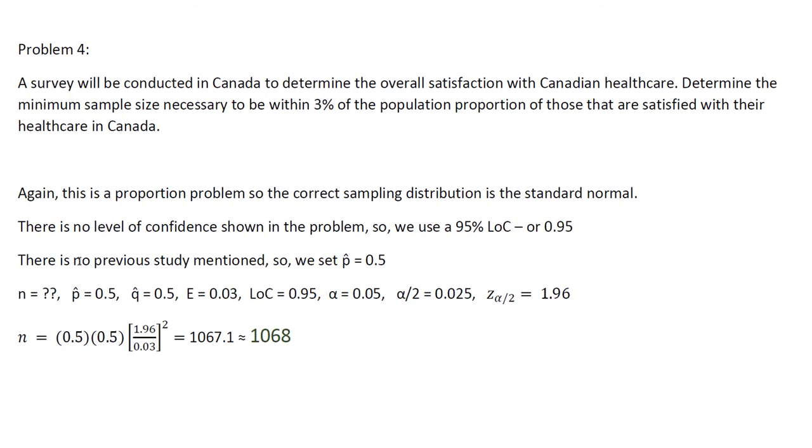Let's take a look at our parameters. N, that's what we're looking for. P hat is 0.5. Q hat, well, that's 1 minus P hat. So Q hat is 1 minus 0.5, which is also 0.5. E, given to us in the problem, that whole statement within 3%. My level of confidence not given in the problem, we use the default of 0.95 or 95%.